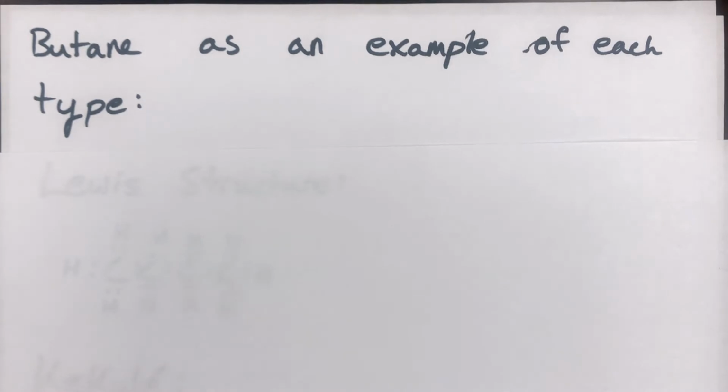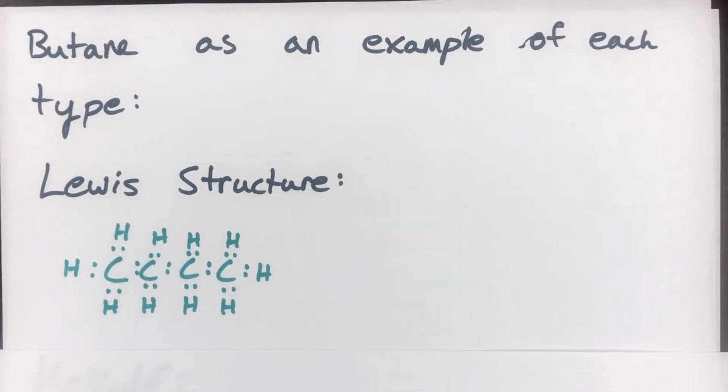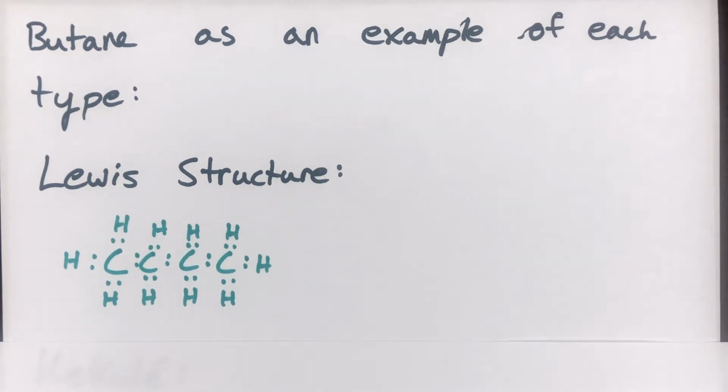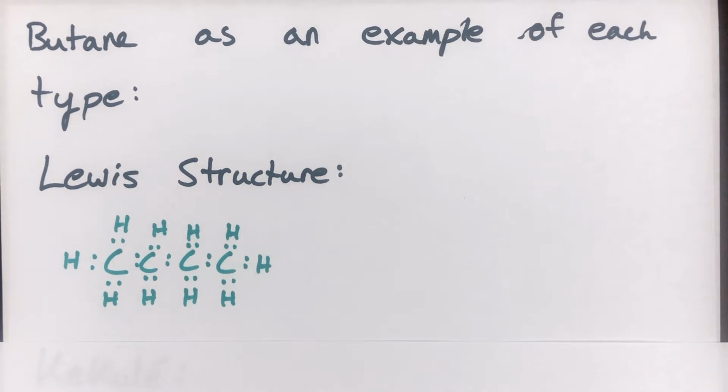Okay, so now we're going to look at butane as an example of each type of representation that we talked about. First of all, we had our Lewis structure, and to be most accurate within the Lewis structure, you should represent each bond as the electrons that are coming from each atom, which is what's represented here. We have all of these pairs of electrons that form the bonds between the carbon and the carbon and hydrogens. So again, this is extremely taxing. It takes a while to draw this out.